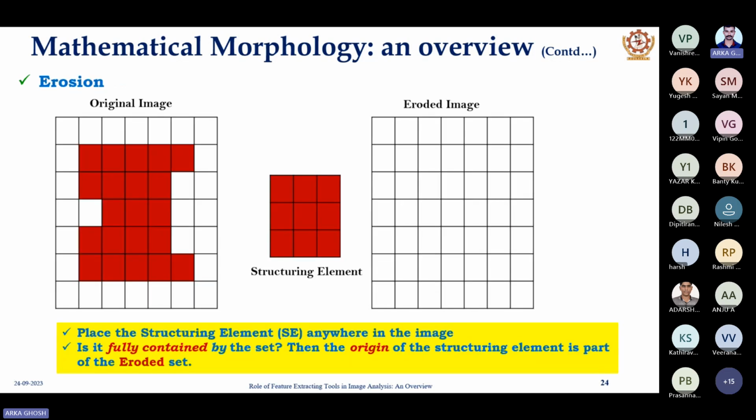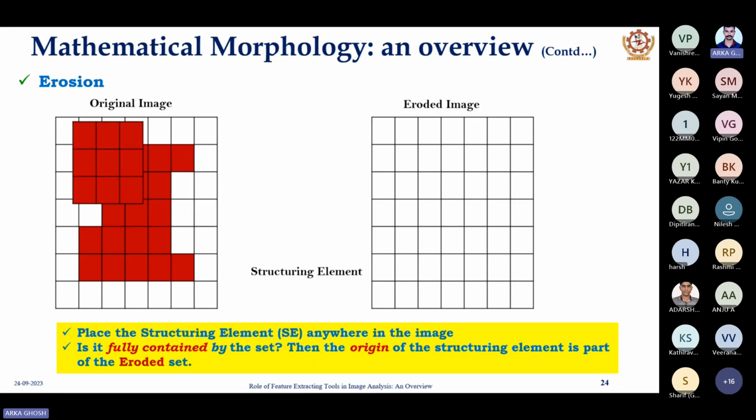Similarly, for erosion, what happens is we place the structuring element and check whether it is fully contained by the object of interest or not. If we place the structuring element here, it is not fully contained by that object or region of interest, or it does not fully fit within the object. If it does not, then we can't replace the center pixel with the minimum value of the neighboring pixels, right? So no values have been changed in the eroded image.